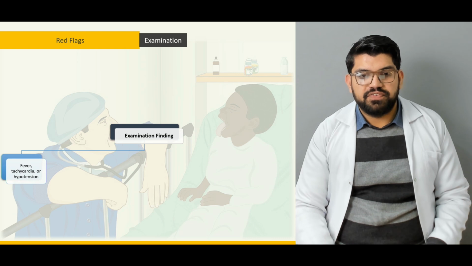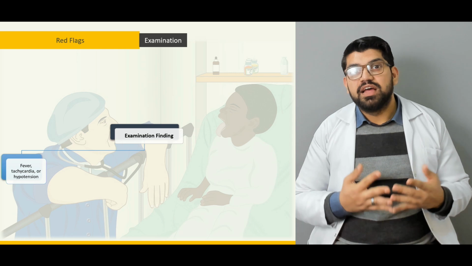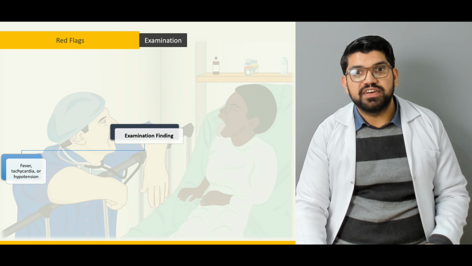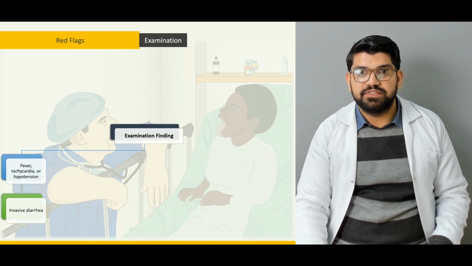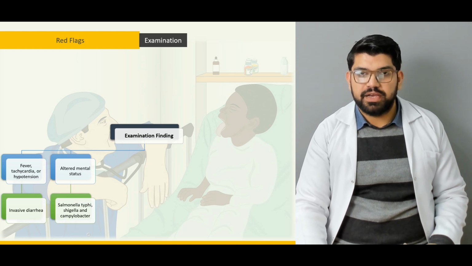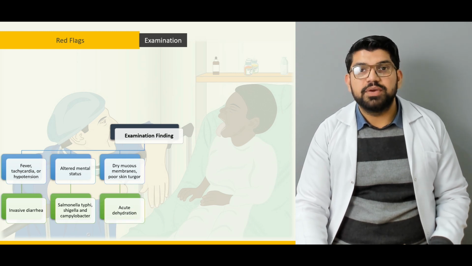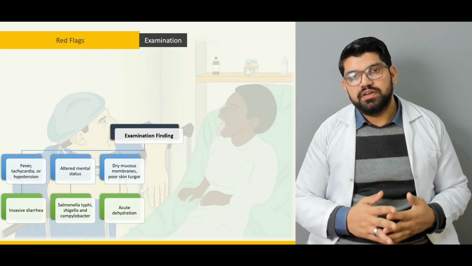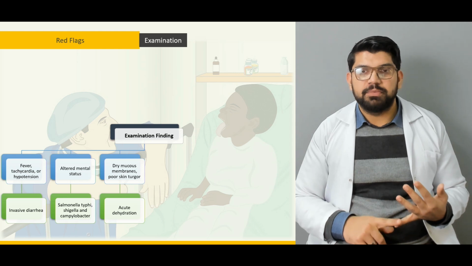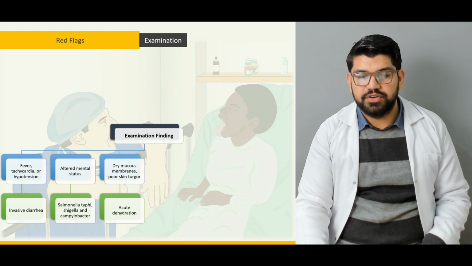So what are the examination findings and red flags that you can appreciate in a patient with severe dehydration or complications of diarrhea? Basically fever, tachycardia, or hypotension, invasive diarrhea, altered mental status, Salmonella typhi, Shigella, and Campylobacter, dry mucous membranes, poor skin turgor, acute dehydration. All these are signs of dehydration: tachycardia, hypotension, altered mental status, and dry mucous membranes.